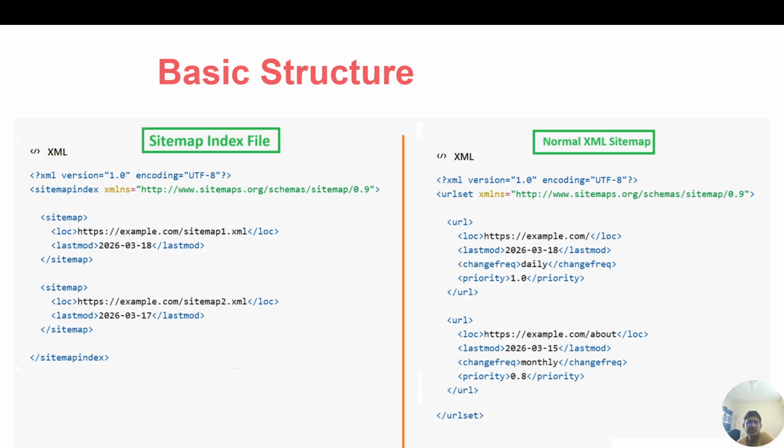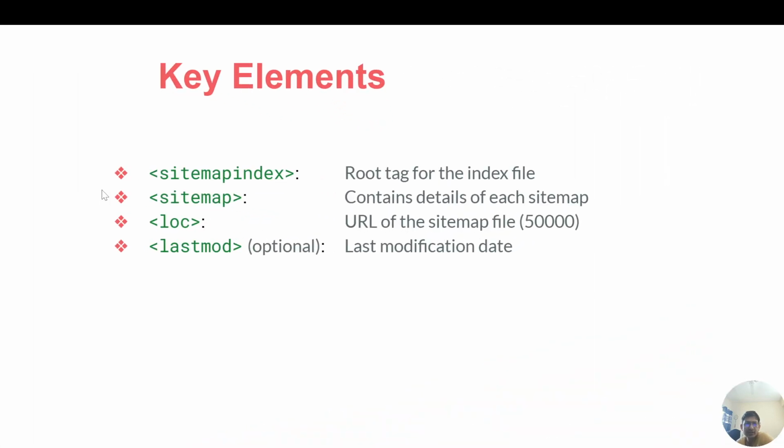Basic structure: we can see a normal XML sitemap has urlset, url, loc, lastmod, changefreq, priority. But the sitemap index file structure is a little bit different. Here in the root you can see sitemapindex, and here you can see sitemap, and loc and lastmod we use. We don't use changefreq and priority here. Lastmod is optional. The rest of the things are mandatory.